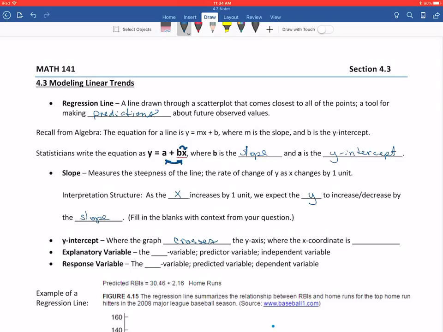The y-intercept is where the graph crosses the y-axis, and it's where the x-coordinate is 0. So y-intercepts have the form 0, comma, something every single time. A couple new definitions here: what we would call the explanatory variable. That's just a new stats word for your x variable. They also might call x the predictor or independent. And your response variable is just another word for your y. Y is what is being predicted. It is the dependent variable.